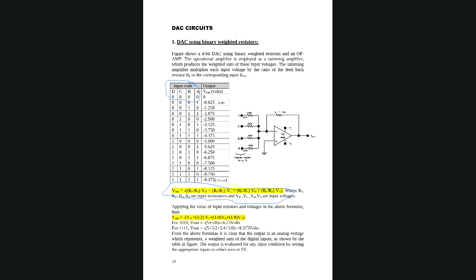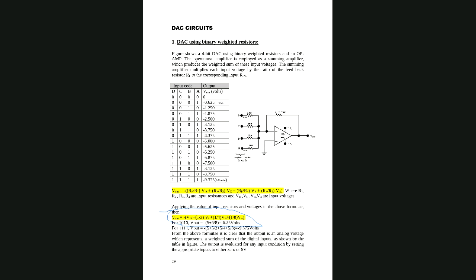So what I got is minus VD plus 1 by 2 VC plus 1 by 4 VB plus 1 by 8 VA. Now see this equation that I have written here. It is very critical. Try to understand this equation, guys. What do you understand from this equation?